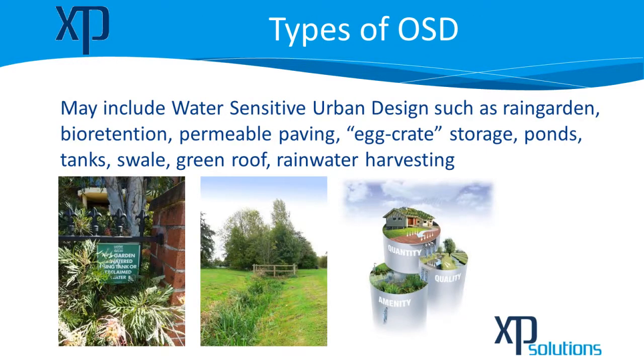So what types of OSD might you use? Well, it could include water-sensitive urban design features, so rain gardens, bioretention areas, small ponds, or even rainwater harvesting. So we'll show you how to combine an on-site detention with a roof rainwater tank, but essentially XPTABLES doesn't actually need to know exactly what this system is. It just needs to know how much storage it's going to provide.